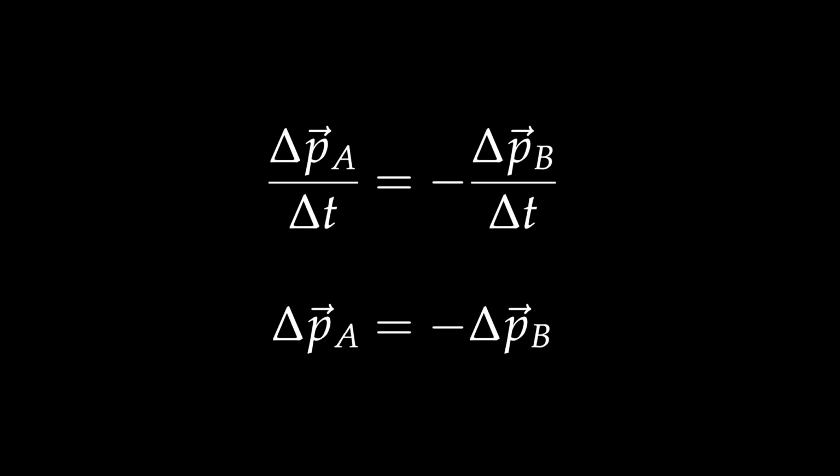A natural observation that I would make at this point is that the change in momentum of A and the change in momentum of B happen at the same time. That is, on the left-hand side of the equation and the right-hand side of the equation, the delta t's are the same and they can be canceled, so that the change in momentum of A is equal to the negative of the change in momentum of B. What that means is that if the momentum of A increases, the momentum of B must decrease by exactly the same amount. And if the momentum of A decreases, the momentum of B must increase by exactly the same amount.